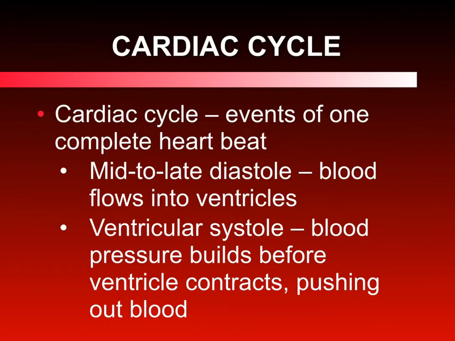As soon as the ventricles are filled with blood and the pressure is built up, it causes the ventricle wall to contract and cause ventricular systole, and blood is pushed out into the blood vessels. Specifically, the left ventricle will push out blood to the aorta, and the right ventricle will push out the blood through the pulmonary artery, or the pulmonary trunk and the artery.